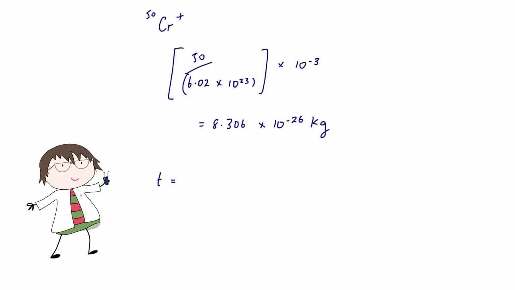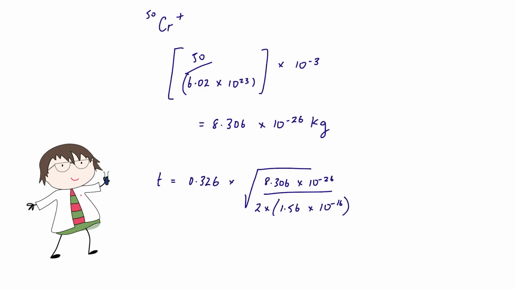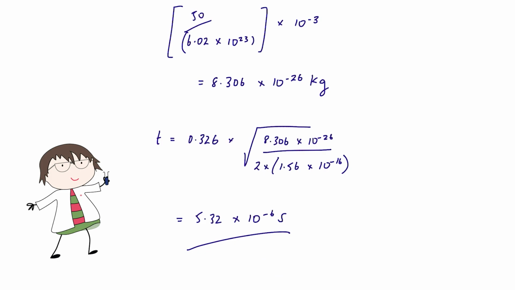Time taken is equal to 0.326 metres multiplied by the square root of the mass, 8.306 times 10 to the minus 26, divided by twice the kinetic energy, 2 lots of 1.56 times 10 to the minus 16. And put that into our calculator and it comes out at 5.32 times 10 to the minus 6 seconds, which is slightly quicker than the time taken for the chromium-52 ion, which makes sense because lighter ions travel faster.